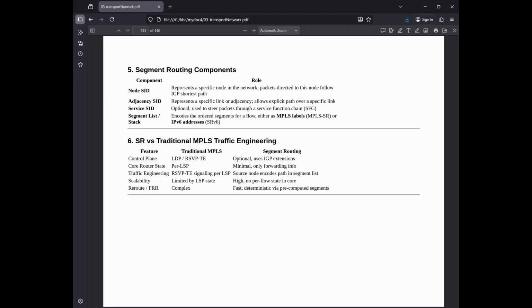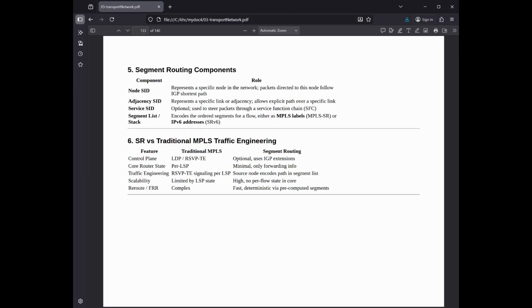Summary: why the shift? Modern networks, 5G, cloud, and AI, require millions of individual traffic flows with different requirements, latency, bandwidth, etc. Traditional MPLS TE breaks under this load because of its stateful nature. Segment routing is the preferred choice for 2026 because it provides the same control as traditional TE but with the simplicity and scale of the standard Internet.